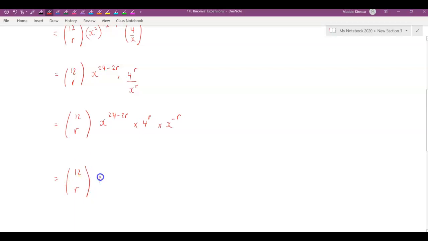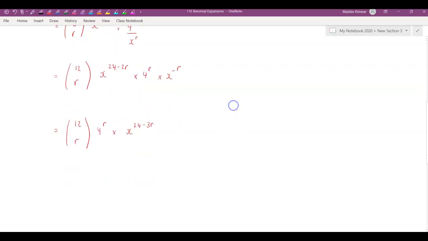So this 4 to the r is not going to produce any x term. And then I'm going to put all my x's together. So I get 24 take 2r times x to the negative r. A times means I add the powers, so negative 2r add negative r means negative 3 lots of r. So I now have my x all on its own here.